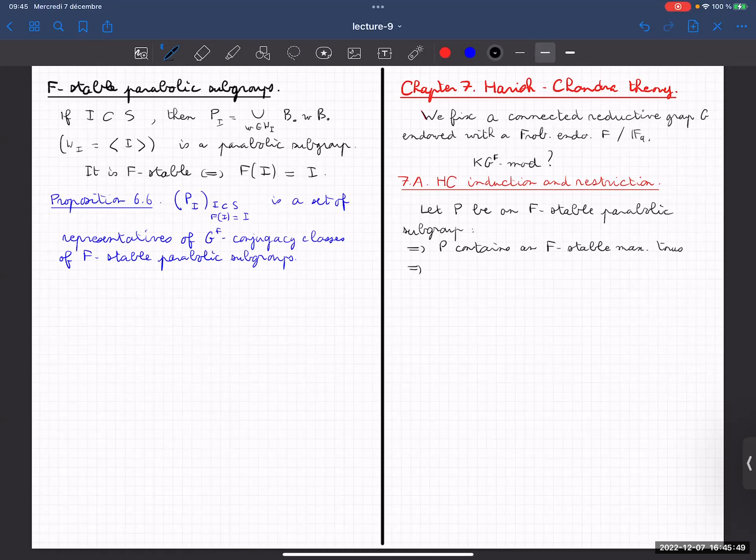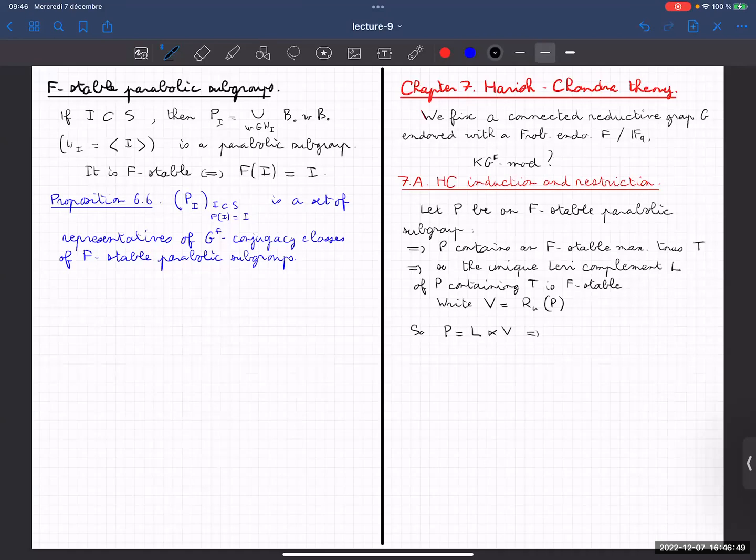And this implies that the unique Levi complement of P containing this torus, which I call T, is F-stable. I denote this unique Levi complement by L, and I write V for the unipotent radical of P. So we have that P is the semi-direct product of L with V. And taking fixed points, this implies that P^F is equal to the semi-direct product of L^F with V^F.